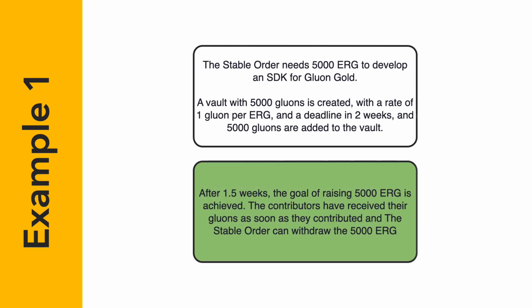Okay. Then let's suppose that after 1.5 weeks, the goal of raising 5,000 ergs is achieved. The contributors will have received their gluons as soon as they have contributed, and the stable order will be able to withdraw 5,000 ergs immediately after the goal has been achieved.